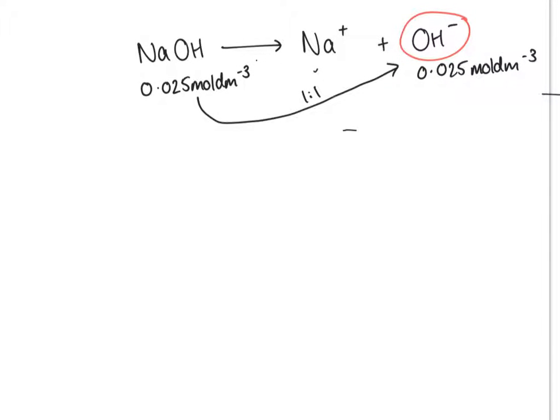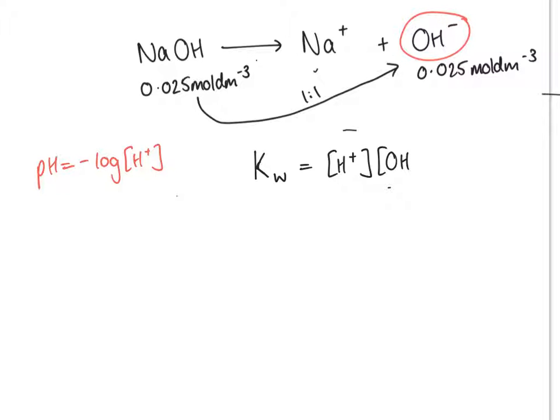Now, if I think ahead to how I'm going to calculate pH, I know that my equation for pH is minus log H plus, but I don't yet have my concentration of hydrogen ions. I only have the concentration of hydroxide ions. So I need to do an additional step at this stage to work out the hydrogen ions. The equation I know to convert from hydroxide ions to hydrogen ions is Kw equals the concentration of H plus times the concentration of hydroxide ions.